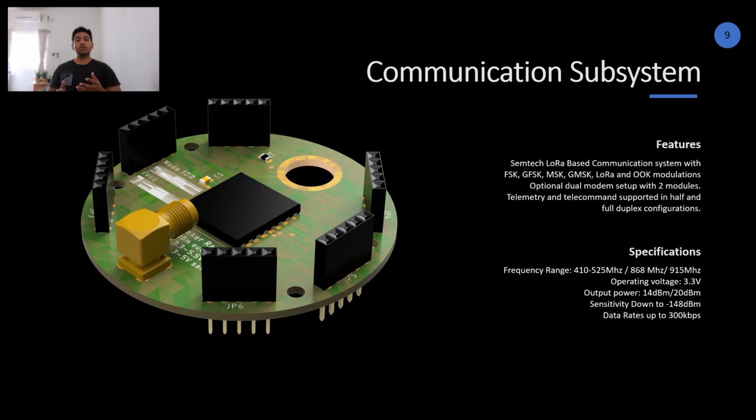The module works with an operating voltage of 3.3 volts. That means you're using the 3.3 volts rail both for your onboard computer and your communication module. The output power is between 14 dBm and 20 dBm. It has two power amps, which means you can use either 14 dBm or 20 dBm or anywhere within that range. The module has sensitivity down to minus 148 dBm, which means even in really bad conditions, you can still work with this module. And it has great data rates of up to 300 kbps using the regular FSK, if you're not using LoRa, that is.